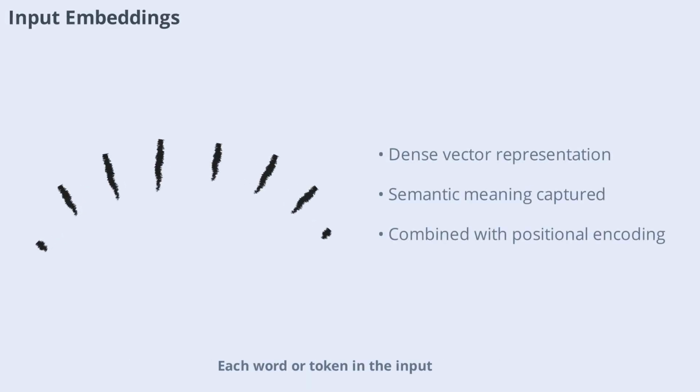Each word or token in the input sequence is converted into a dense vector representation, capturing its semantic meaning. These embeddings are combined with positional encodings before being fed into the encoder, ensuring that both the content and order of the sequence are represented.